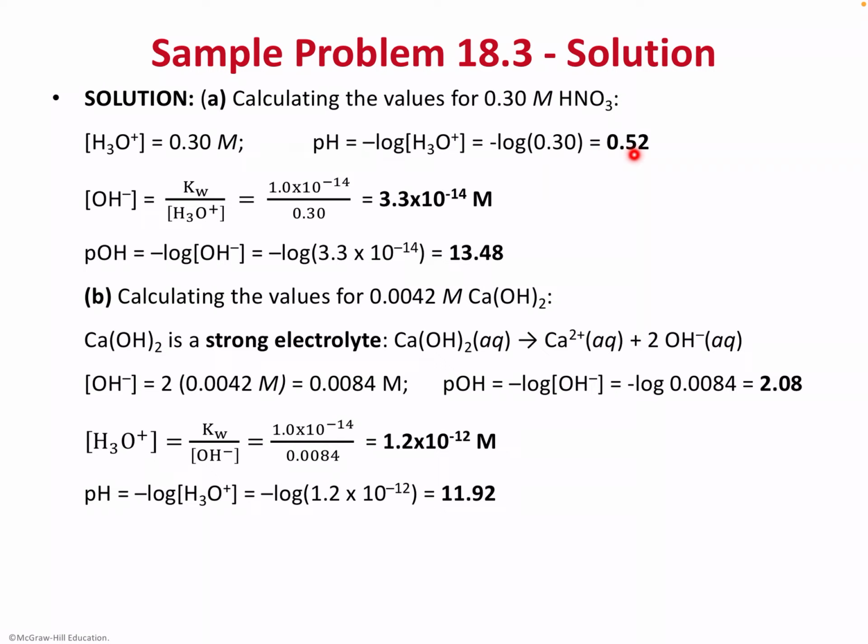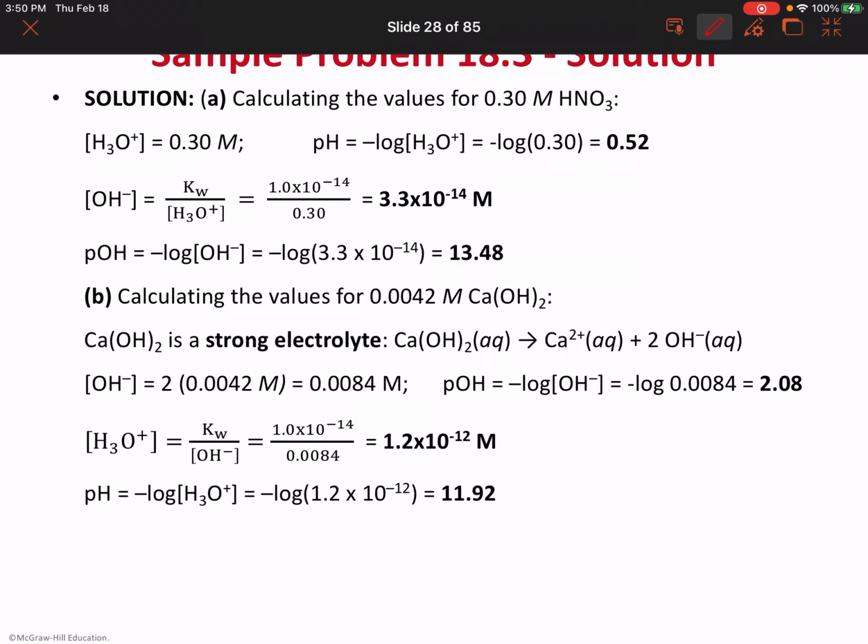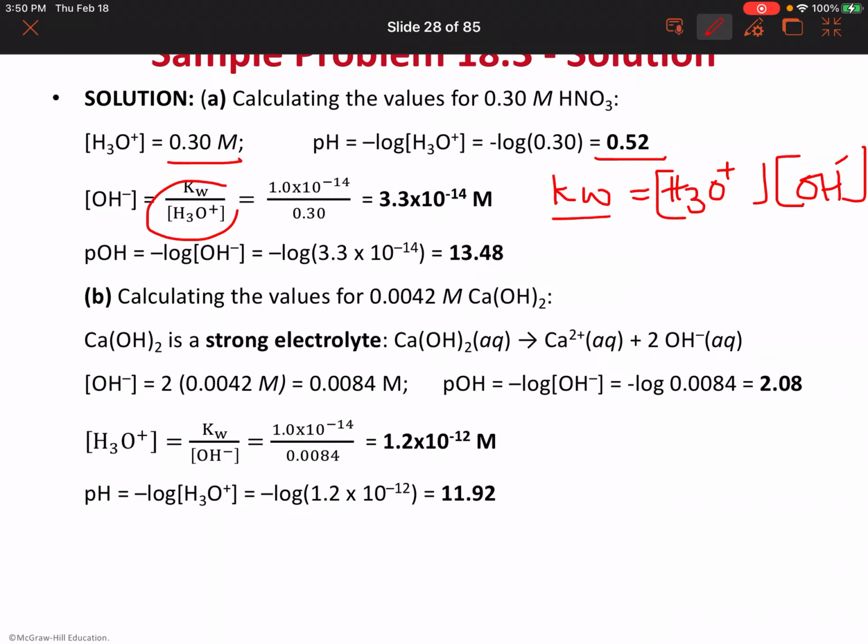Okay, and then we want to find out the hydroxide ion concentration. How do we find the hydroxide? So we found hydronium ions, we found pH, and then the hydroxide, remember Kw equals H3O+ times hydroxide. So the hydroxide would be Kw over hydronium ions. Kw is known, 1 times 10 to the negative 14, over hydronium ions 0.3. That will give you hydroxide ion concentration.